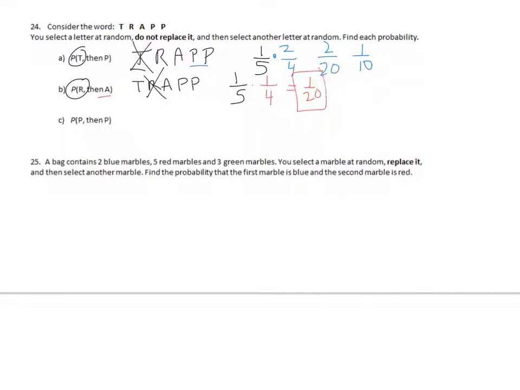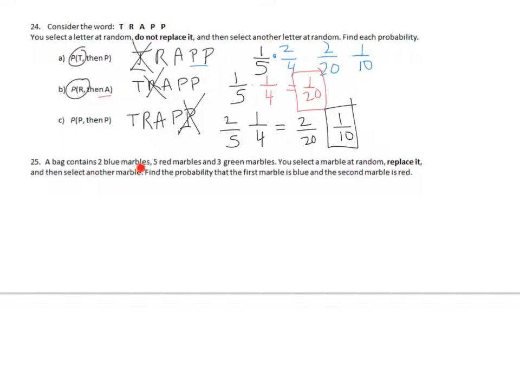I'm going to write TRAP again. What's the probability you get a P and then another P? So you have what's the probability you get a P is 2 out of 5. 1 P is gone. You're left with 1 out of 4 P's. So it's 2 out of 20, which is 1/10.